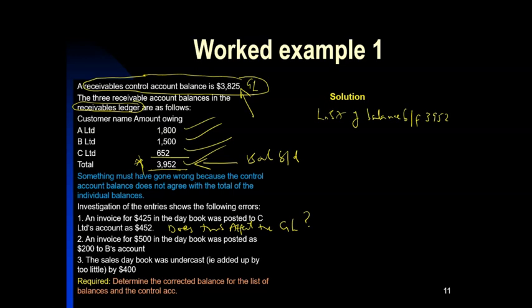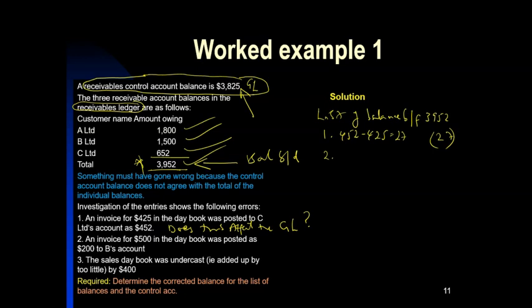So we just have to correct the list of balances, and we say number one, 452 minus 425, we get 27 bucks. So this one has to be deducted. So that's 27 here, should be put in brackets. It has to be reduced.